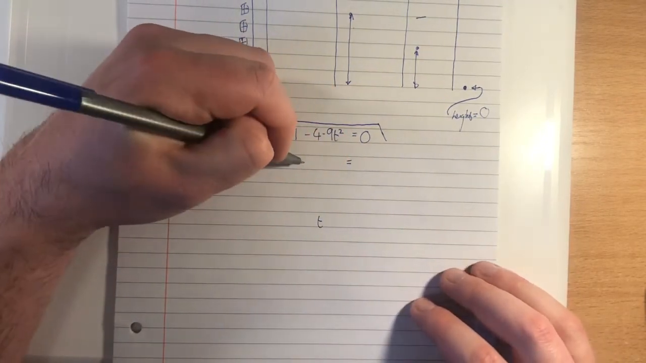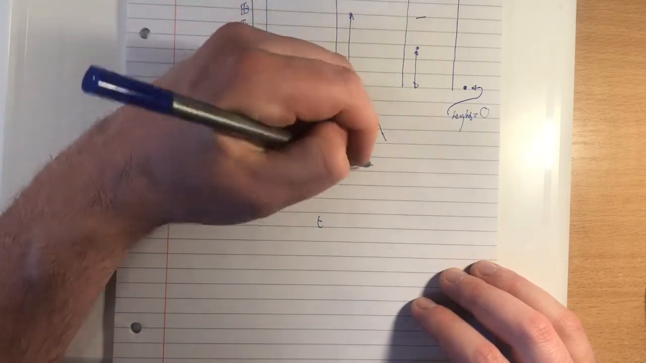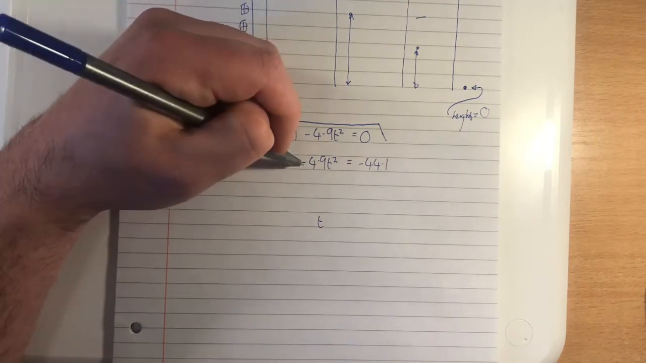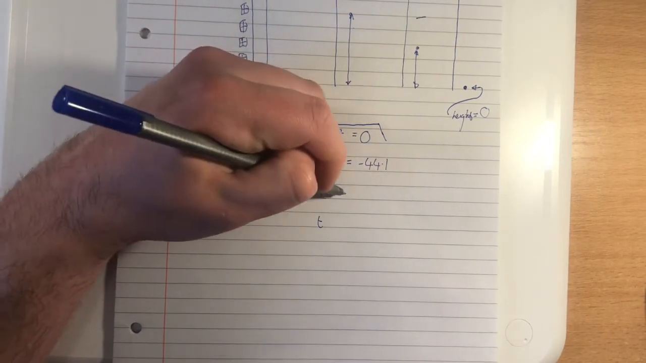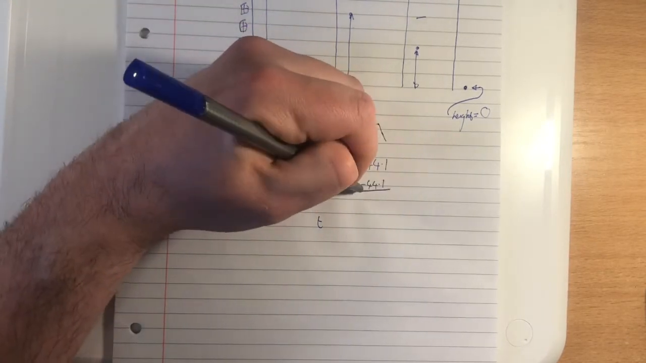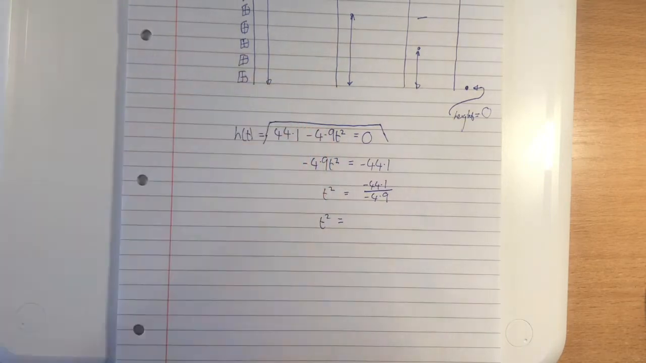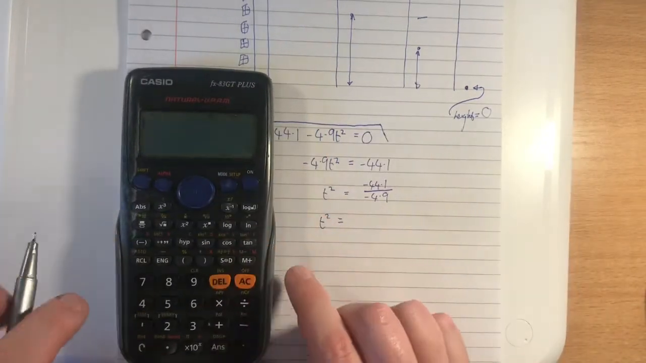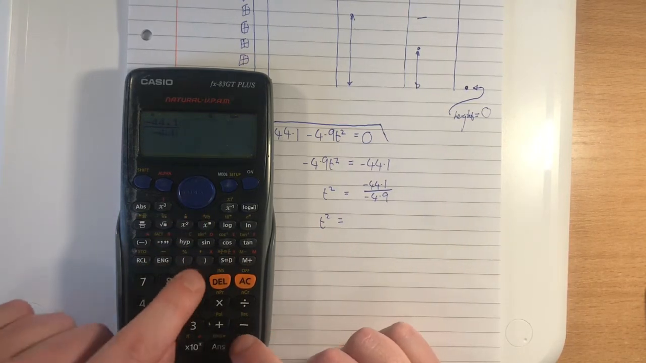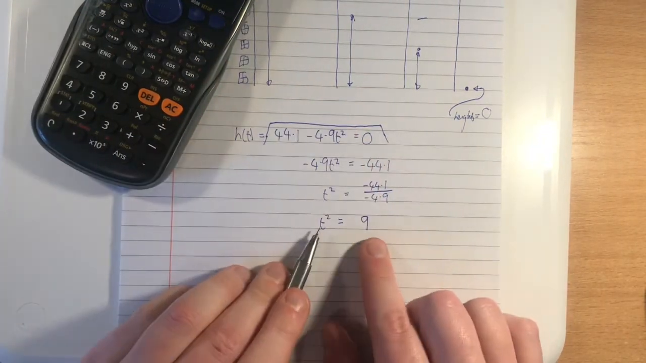The first thing I'm going to get rid of is the 44.1 on this side, so it turns into minus 44.1 over there. Next I'm going to get rid of this minus 4.9. So t squared equals minus 44.1, and the minus 4.9 divides on this side. Putting minus 44.1 over minus 4.9 into my calculator gives 9 exactly. So t squared equals 9.